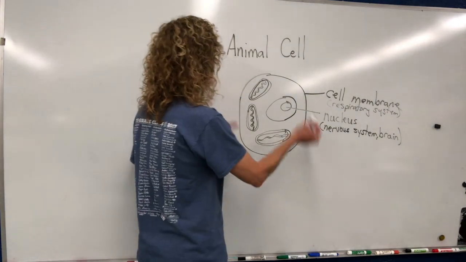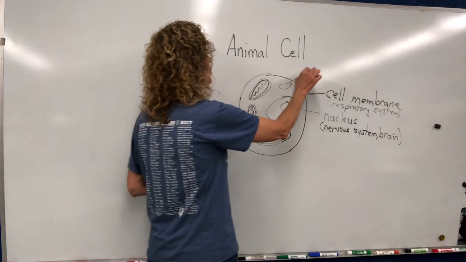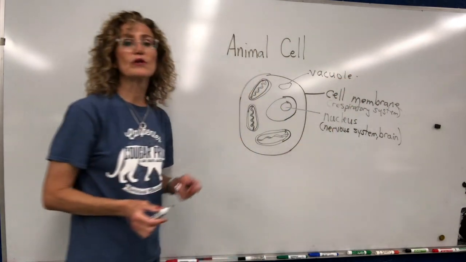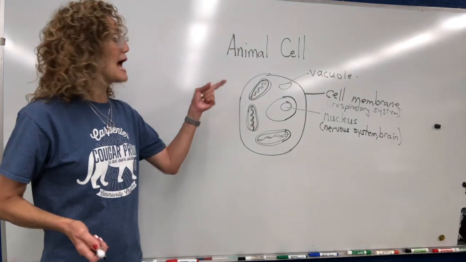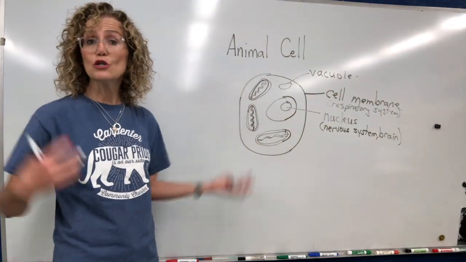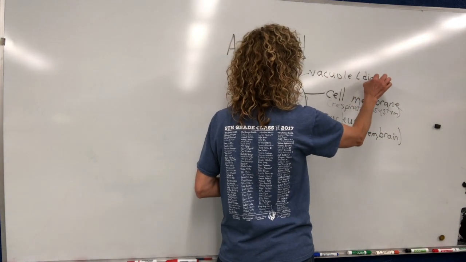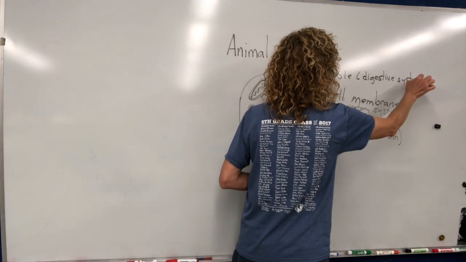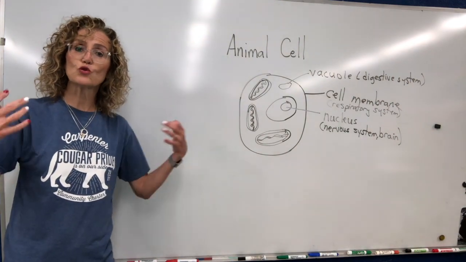Then there is, actually I forgot to put something in here. I'm going to put a little thing here. This is called a vacuole. And a vacuole on a plant cell is usually much bigger, but animal cells also have vacuoles, and it is like a storage facility, right? It can store waste, and it can store nutrients that you haven't used yet. So I'm gonna say it's part of the digestive system, because it stores waste and it can store nutrients.